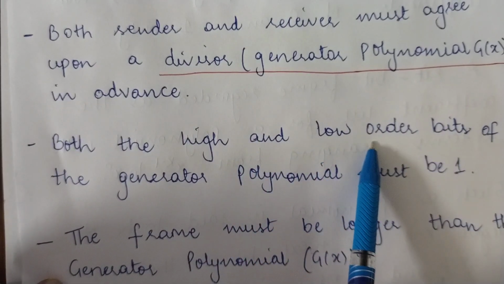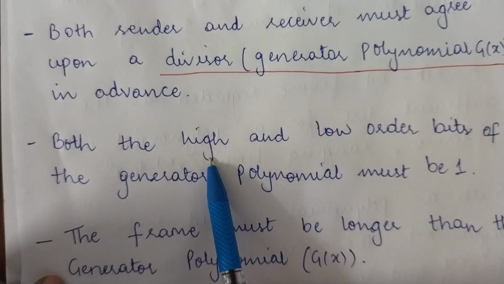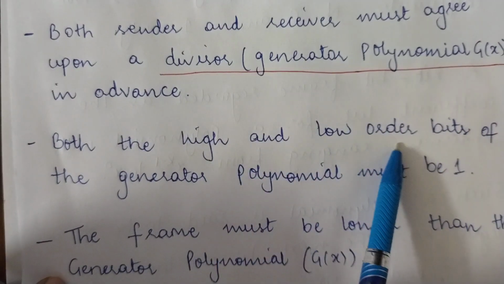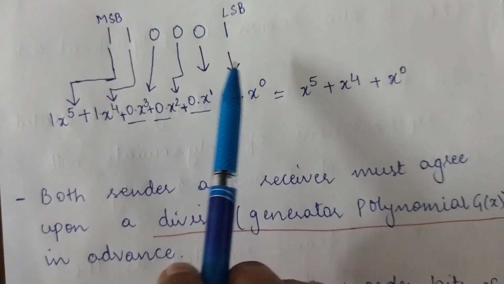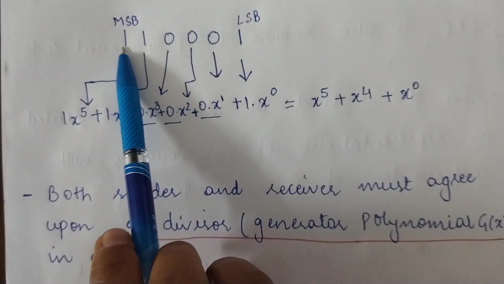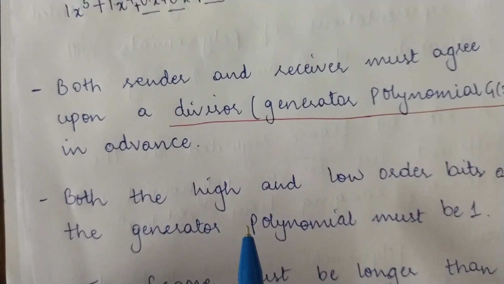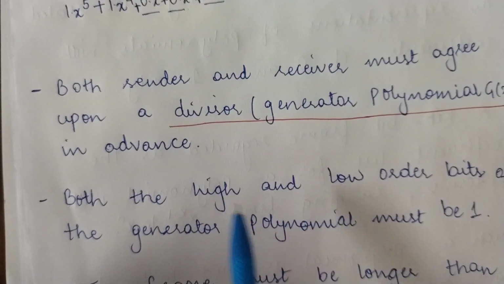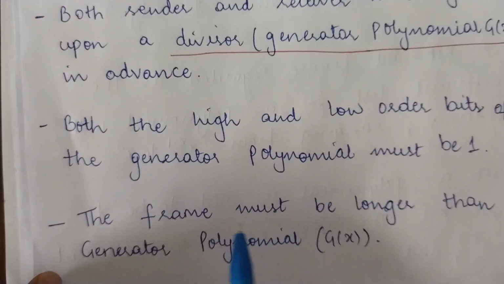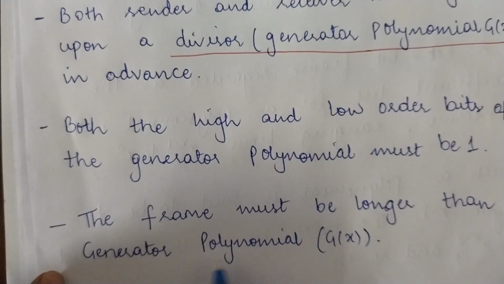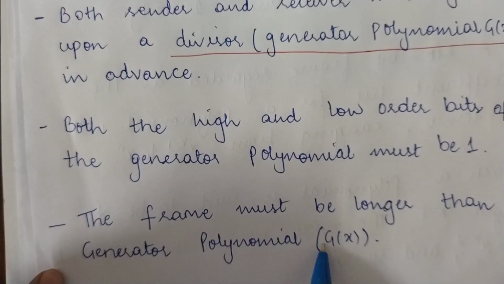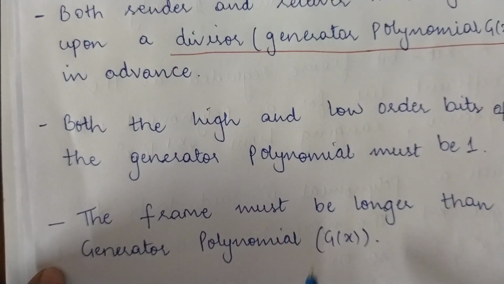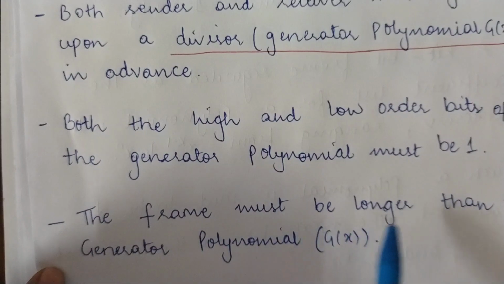So that means the LSB, or the least significant bit, and the MSB, or the most significant bit, must be 1. So you can clearly see that the LSB is 1 and the MSB is also 1. So this is one compulsion, that both the LSB and MSB must be 1. And the frame must be longer than the generator polynomial or the divisor. So the common divisor which both the sender and receiver will be using should be less than the frame, or in other words, the frame must be longer than the divisor or the generator polynomial.